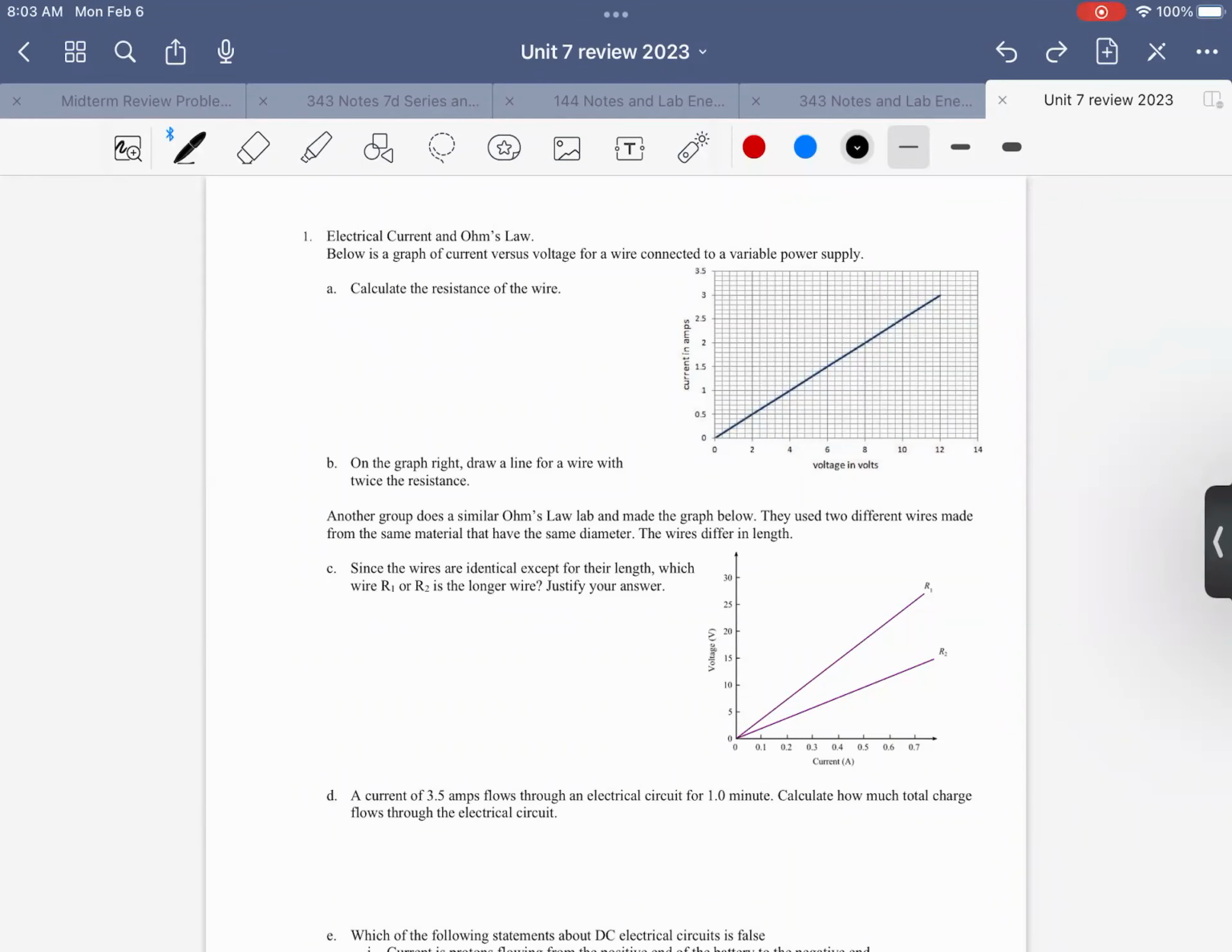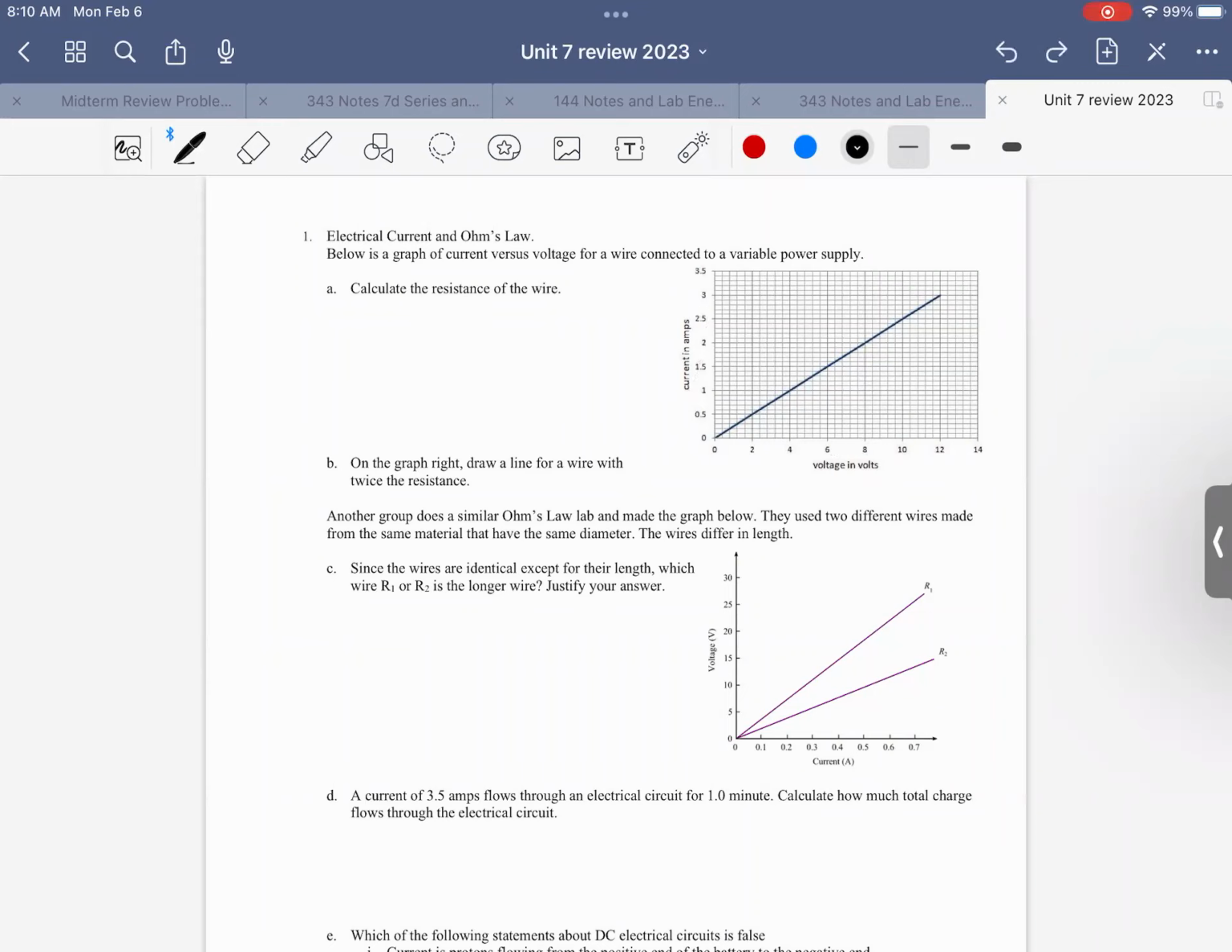All right. So this is question number 1. So we have this is just current and Ohm's law. So first question here, we're looking at current and Ohm's law. So we see a graph here that's giving us voltage versus current for a given object, and all we're trying to do is calculate that resistance there.